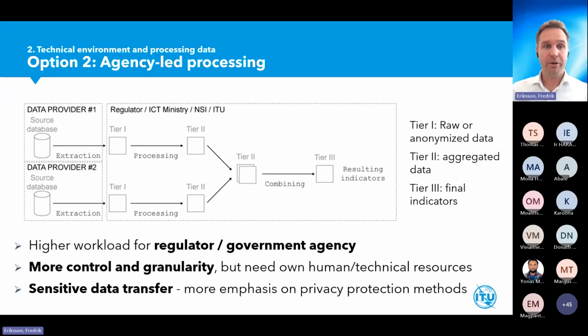Another model is what is referred to as the agency-led processing. Here the data is anonymized and the pre-processing is taking place, but then shared with the agency for further processing. The benefit here is that you have more availability of the granular data, and you have more control in making sure that the data quality is good. But this method is not always possible or acceptable with the operator. It also requires setting up an own environment to process a large amount of data and ensure that you actually have the skills in-house to do the work.